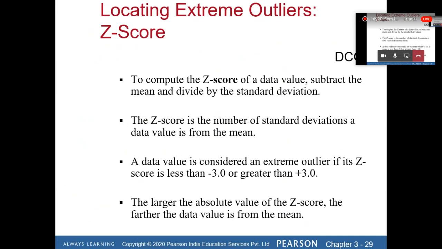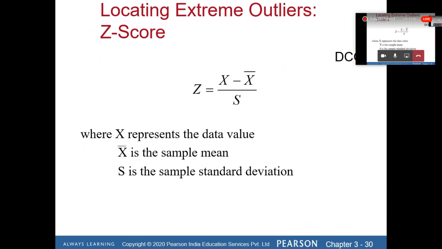The last topic we have incorporated, after coefficient of variance, is one more term on page number 100, that is Z-score, and time and again we will try to explain it to you. To compute the Z-score of a data value, subtract the mean and divide by the standard deviation. The Z-score is the number of standard deviations. So the formula for finding the Z value is Z equals x minus x bar upon s.